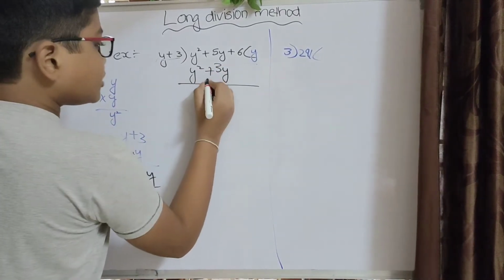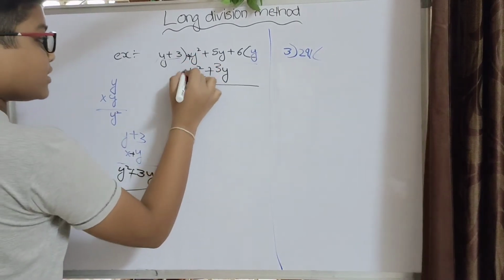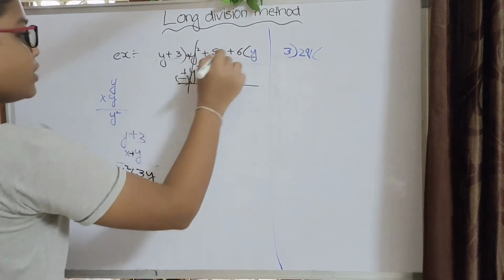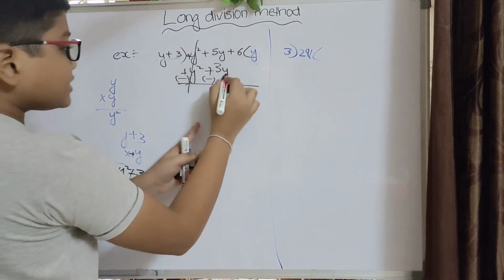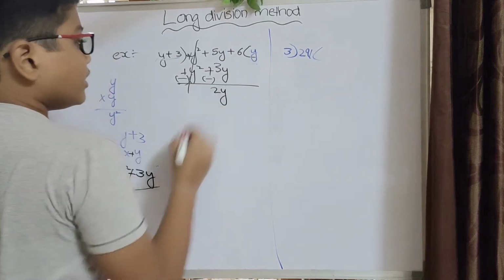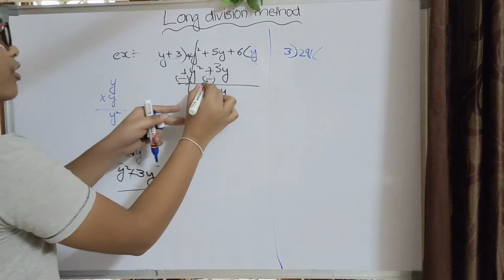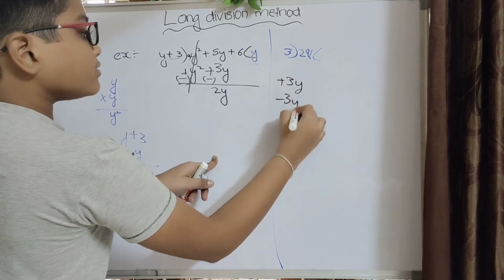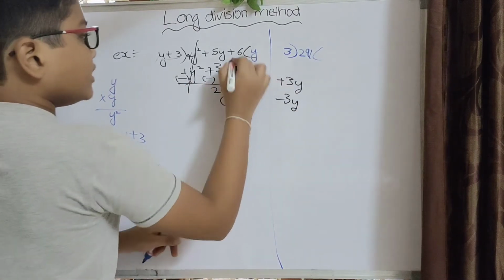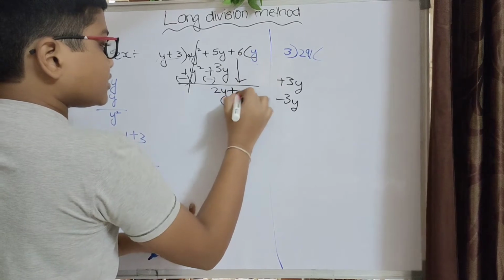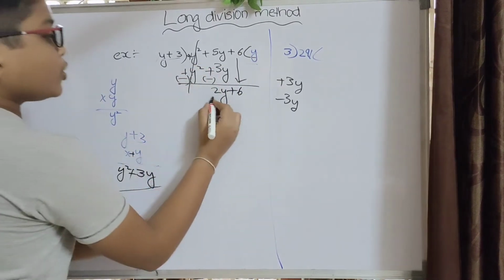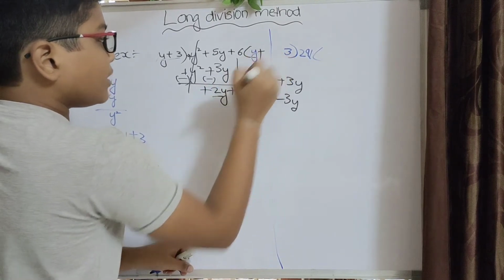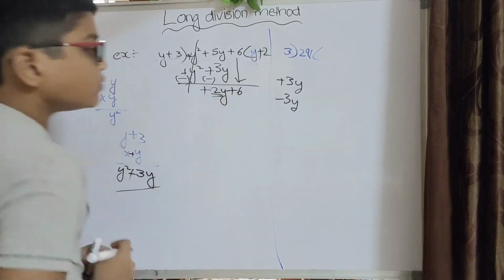Now here plus is there, so we have to keep here minus. Here also plus is there, so we have to keep here minus. Now y square and y square will be cancelled. Now 5y minus 3y will become 2y. So 3 plus 3y will become minus 3y here. Next, here plus 6. Now here 2 is there, so keep here 2. Here plus is there, so here also plus only. Here 2 is there, so here also 2.